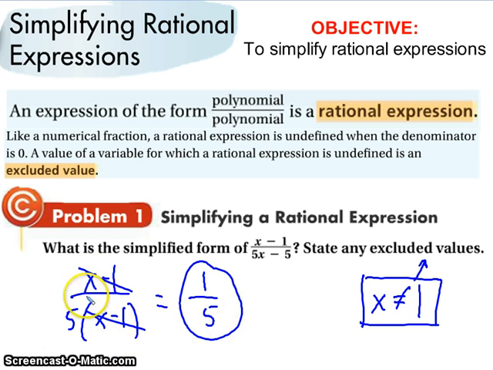So we simplify the denominator first, find the excluded values, and then from there we go through the process of canceling out anything that we can.